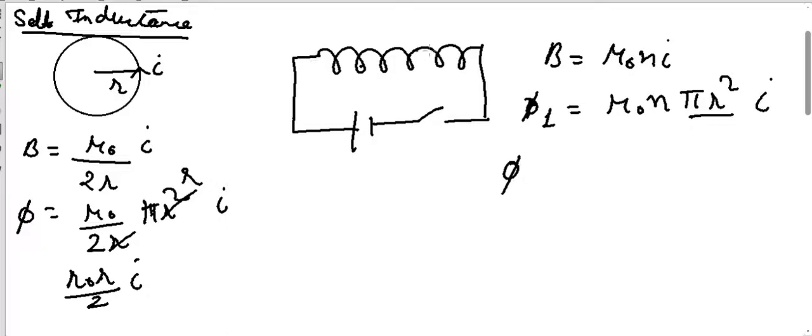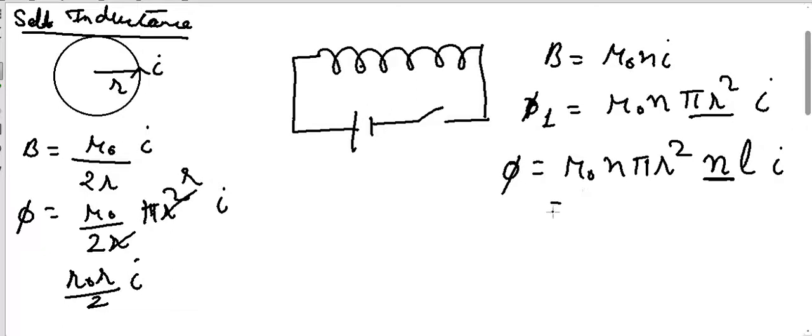The total flux through the full solenoid is the flux through one loop, which is mu naught n pi r squared I, multiplied by the total number of loops. The total number of loops is the number of loops per unit length, denoted by small n, into the total length of the solenoid. So again repeating, the flux through one loop is mu naught n pi r squared I, with pi r squared being the area of one loop. The total flux is that multiplied by small n times the total length. So this is the flux.